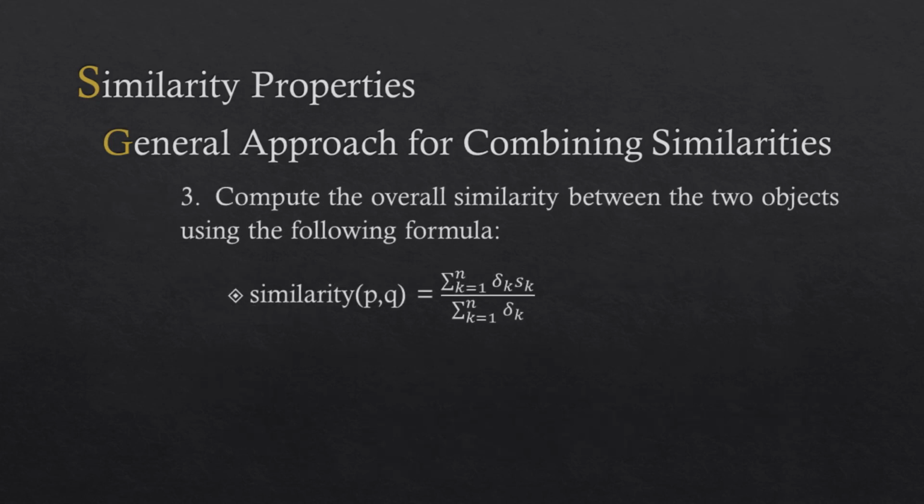Third, compute the overall similarity between the two objects using the following formula. Similarity of P, Q is equal to the summation of k equals 1 to n of delta k times S k, over the summation of k equals 1 to n of delta k. Ito naman yung pagkukompute ng overall similarity ng dalawang objects dahil nga minsan ang isang attribute ay may iba't ibang type. Ngayon, kailangan natin ng overall similarity. Ito yung formula na pwedeng gamitin para makuha ang overall similarity ng dalawang object.